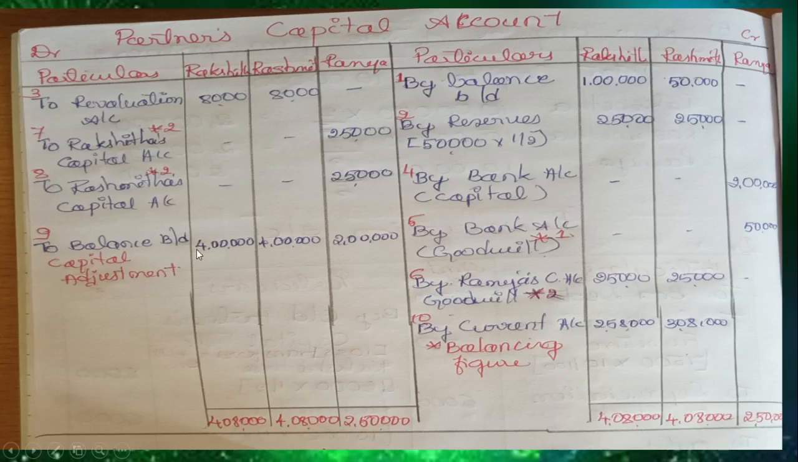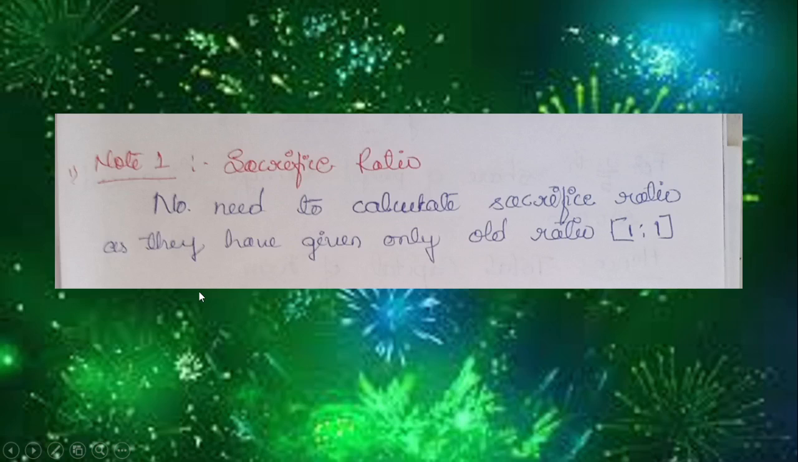So we need to know the capital balance, this one 4 lakh, 4 lakh and 2 lakh first. In order to find out this balance, we need to find out the adjusted capital of the partners. For this, we have to prepare a note. The first thing, sacrifice ratio. Here no need to calculate the sacrifice ratio because they have given the old ratio as well as the new partner's share, based on which we cannot calculate the sacrifice ratio. For that reason, we are going to assume that their old ratio itself is the sacrifice ratio.